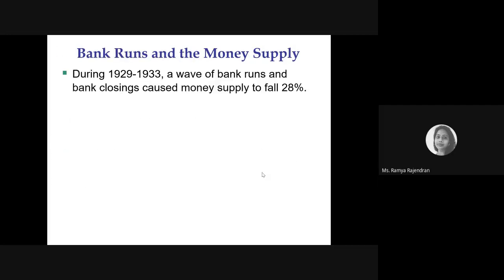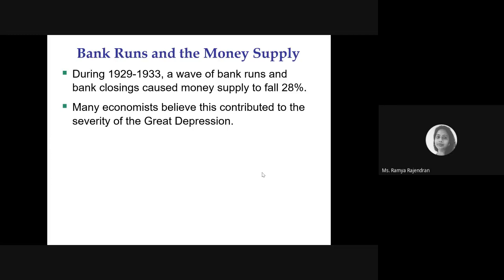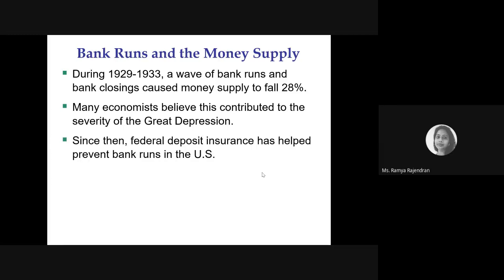I'm talking about what happened in the US during the 1930s. You should all have heard about the Great Economic Depression in the US around the 1930s. At that time, a lot of banks were closing, and the money supply fell by 28%. This actually led to the Great Depression in the US. Since then the government realized how they should be running the banks, and they started intervening.